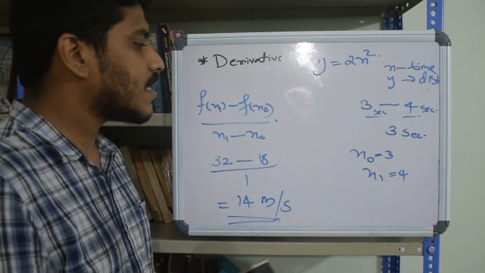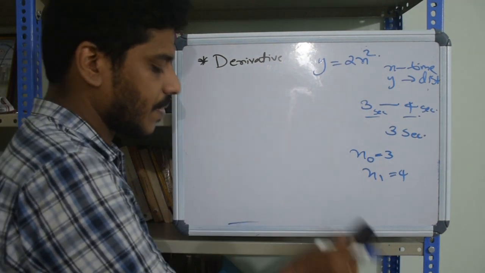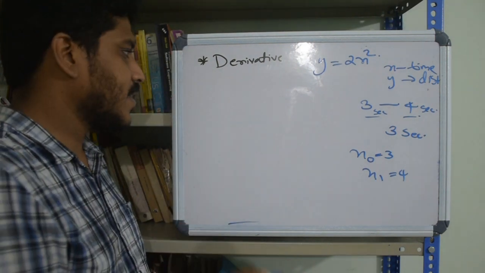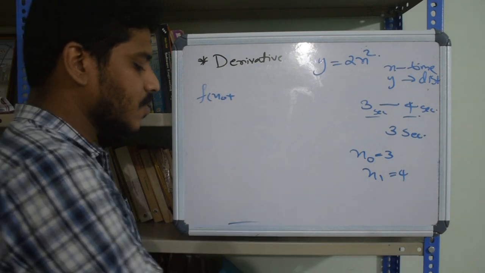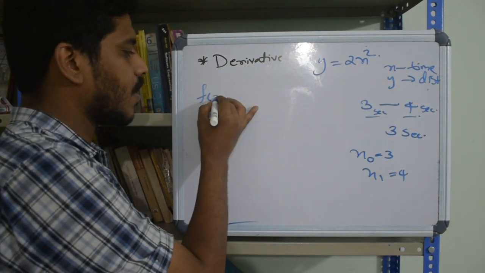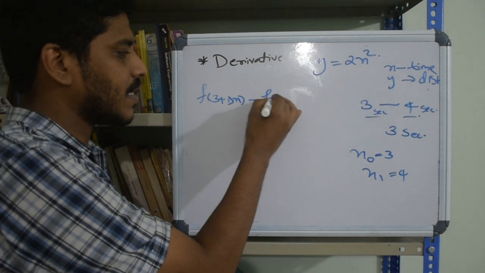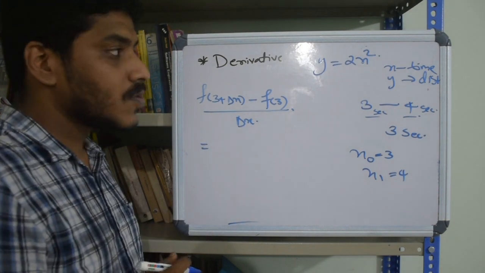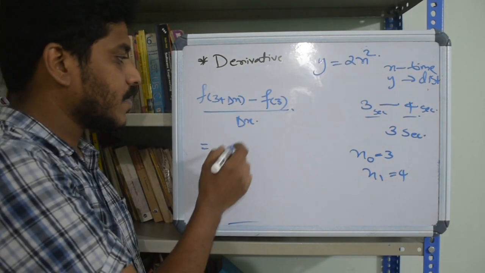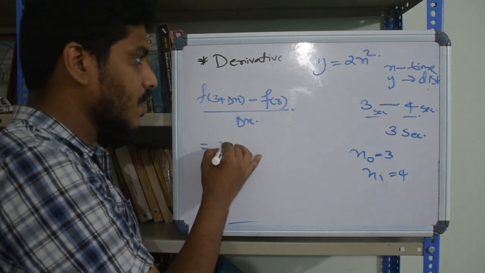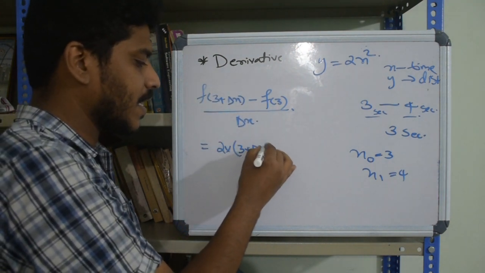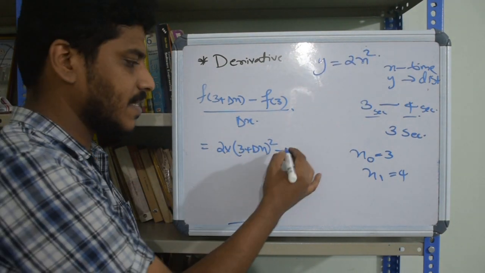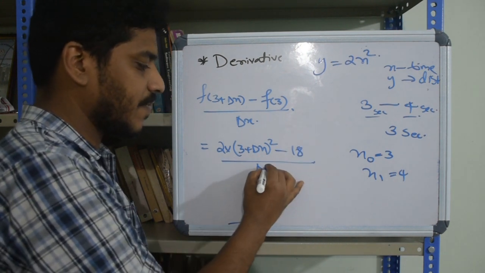Right. Now what's the instantaneous velocity at 3 seconds? We'll use the expression including delta x. So f of x0 plus delta x, where x0 is 3 here: f of 3 plus delta x minus f of 3, divided by delta x. So what is f of x here? 2x square. So what is f of 3 plus delta x? 2 into 3 plus delta x whole squared, minus what is f of 3? 2 into 3 square, which is 18, by delta x. We don't know what delta x is here.